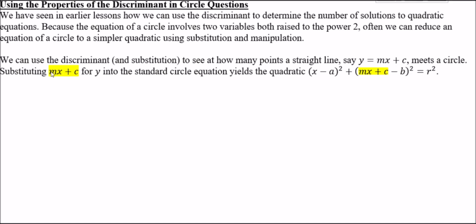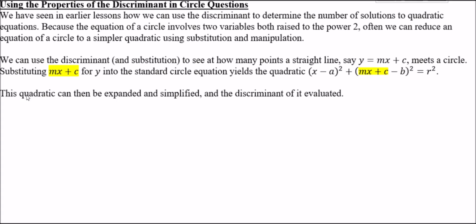If we sub in mx plus c in place of y into the standard circle equation, what we yield is this quadratic here, (x minus a) all squared plus (mx plus c instead of y minus b) all squared equals r squared, where in the same way as before, a and b are the centre of the circle and r is the radius of it. So this quadratic, which we have here, we can then expand it and simplify it and work out its discriminant.